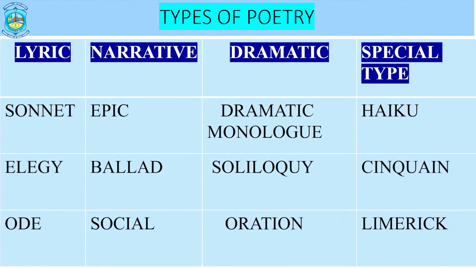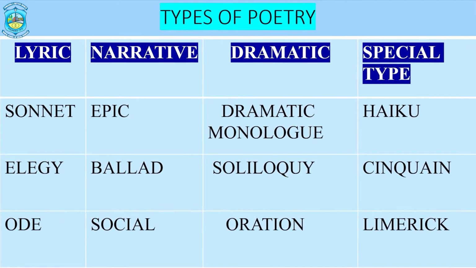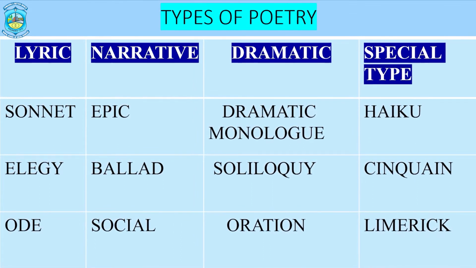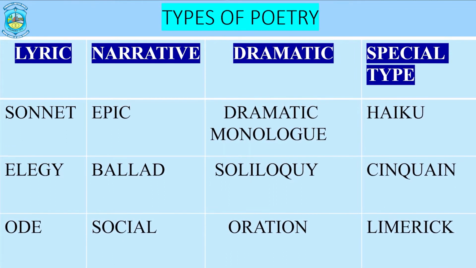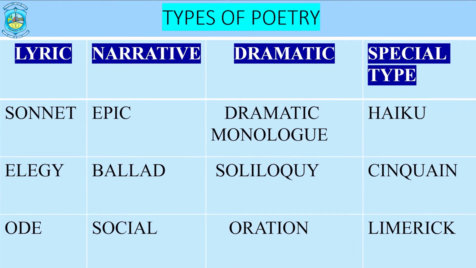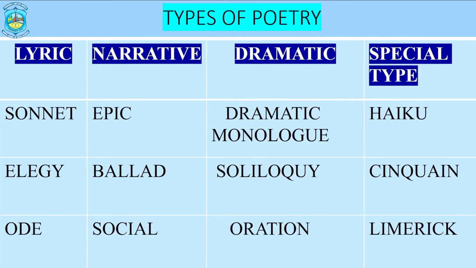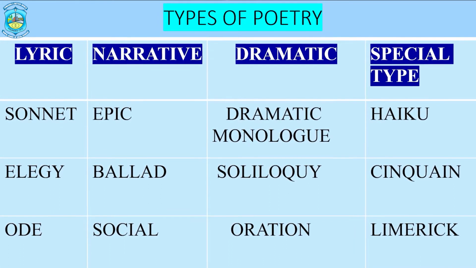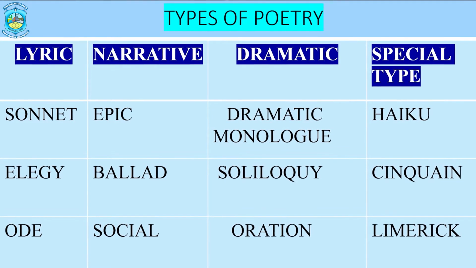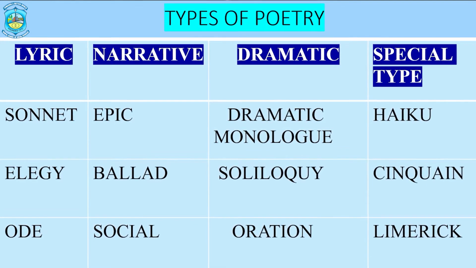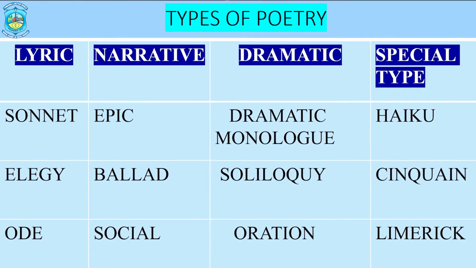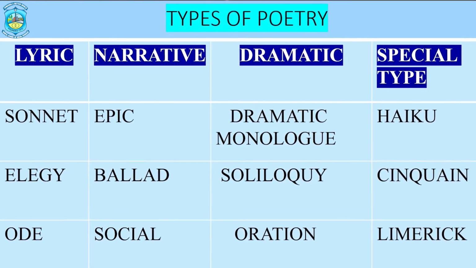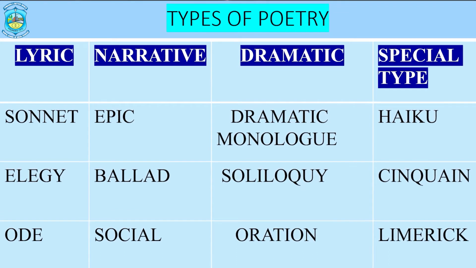There are many types of poetry. Basically, lyrical types, narrative type, dramatic type, and the special type. We'll first look into the lyrical types. There are three, basically sonnet, elegy, and ode. Then the narrative type, epic, ballad, and social. Dramatic type, dramatic monologue, soliloquy, and oration. And the special types we'll look into haiku, cinquain, and limerick.